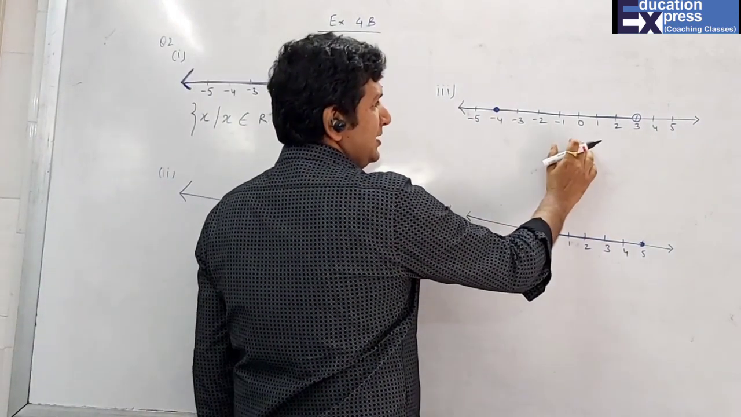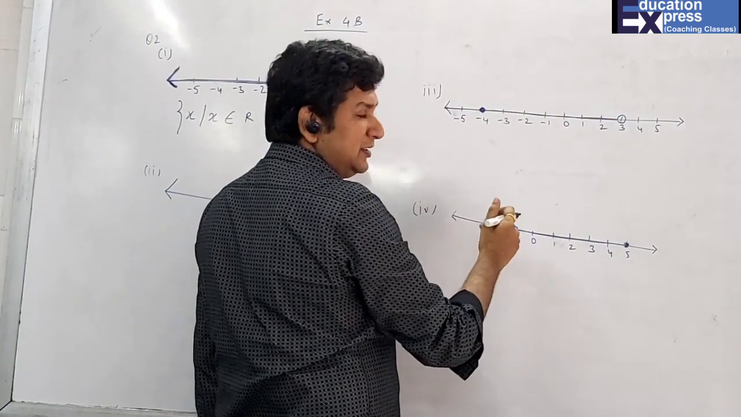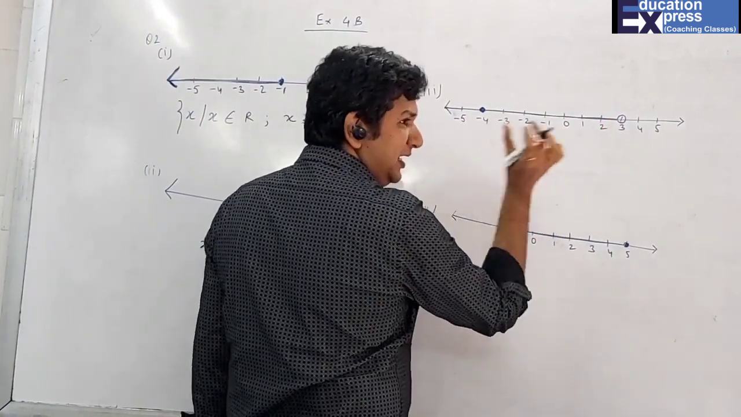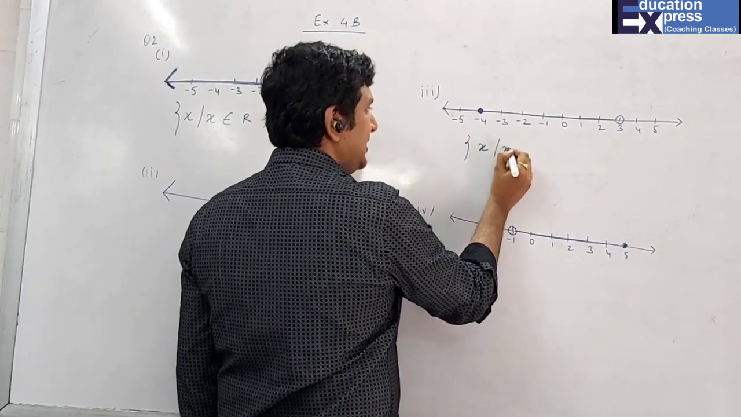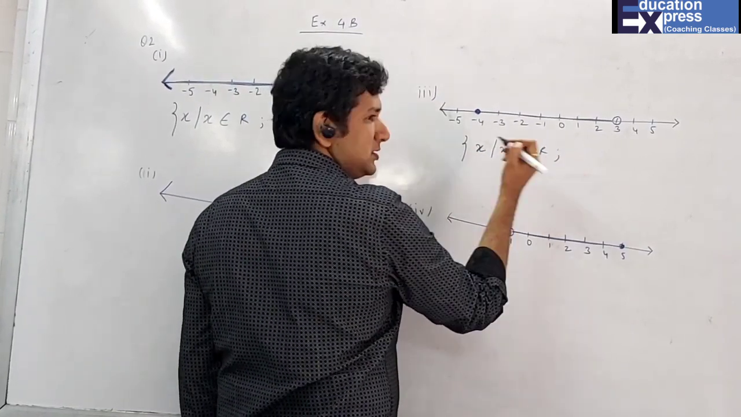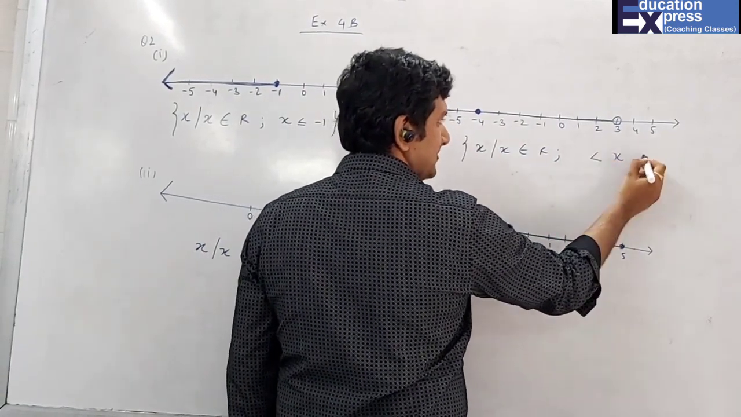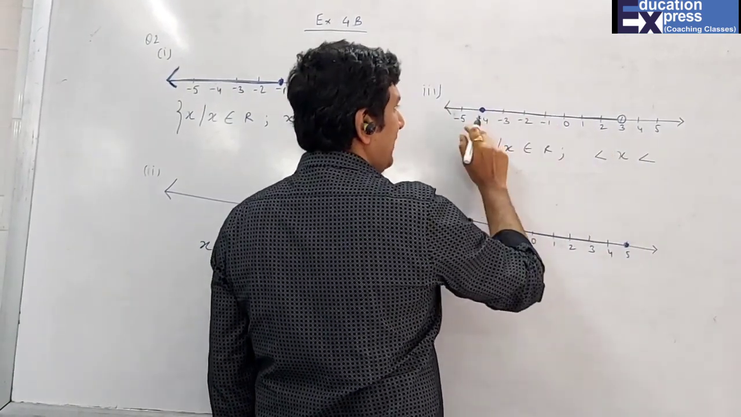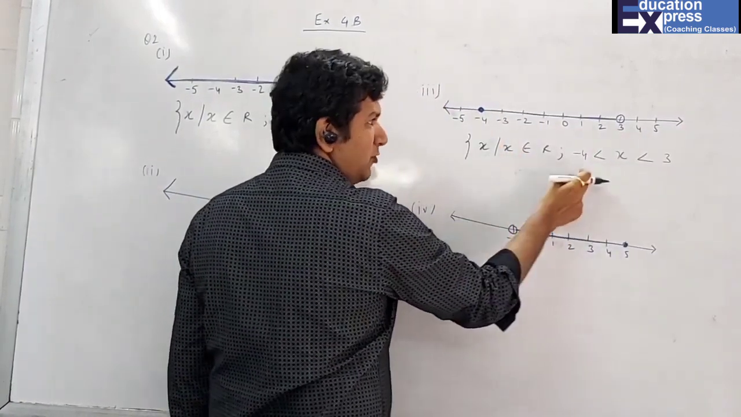Here you can see, students, both the left hand side and right hand side have a limit. That means x will be placed in between. So how do you write this? X such that x belongs to real numbers and x is more than minus 4 and less than 3. First I write the limits minus 4 and 3.